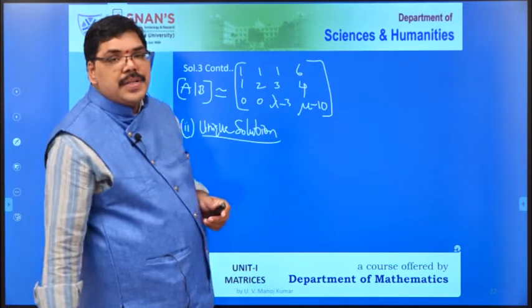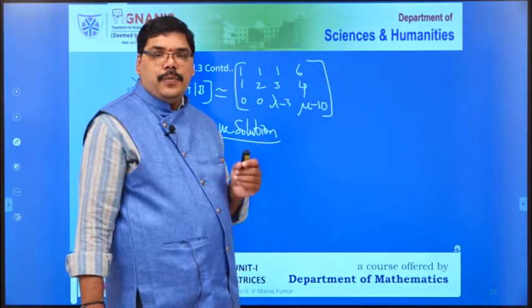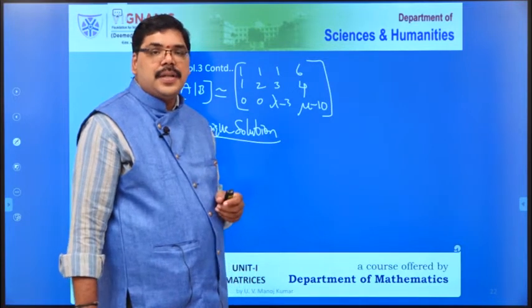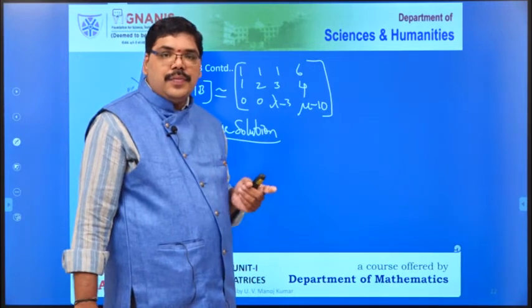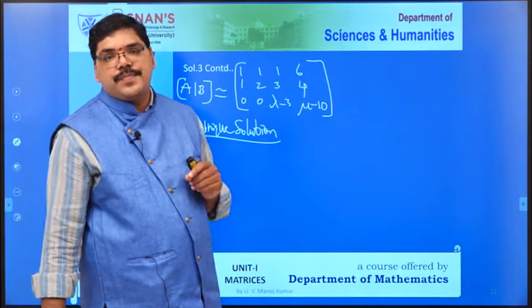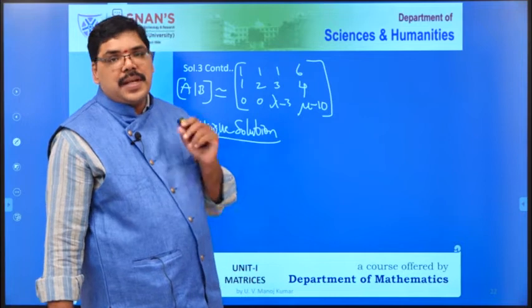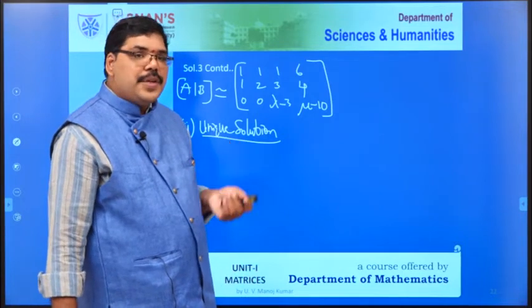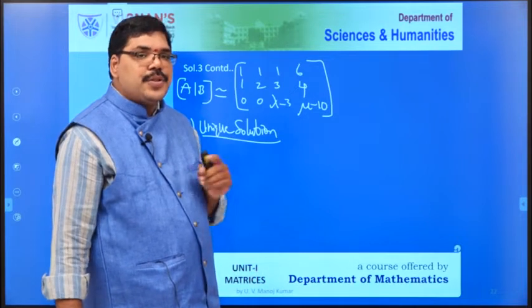I want a unique solution. When will the system have a unique solution? Rank of A should be equal to rank of AB, and both of their values should be equal to the number of variables. What is the number of variables here? Here the number of variables is 3. So rank of A should be 3, rank of AB should be 3, then only the system has a unique solution.